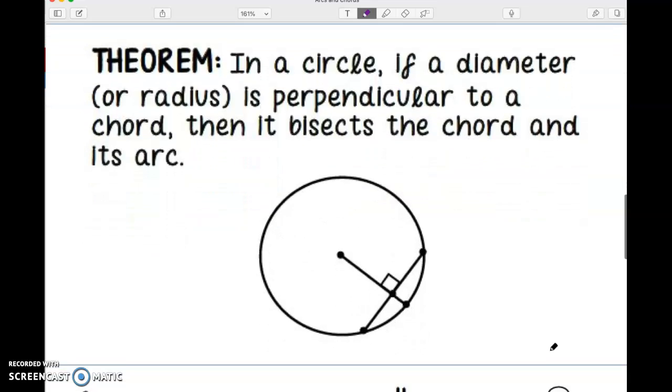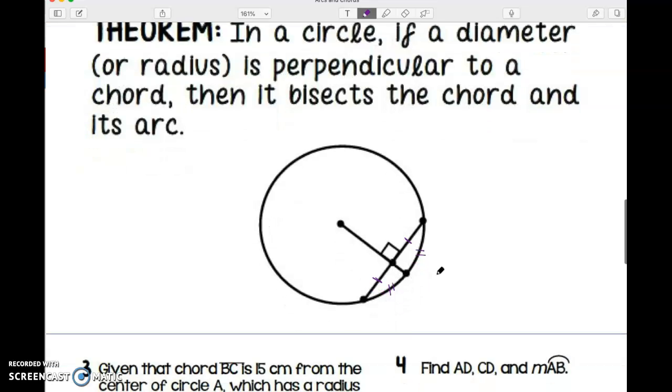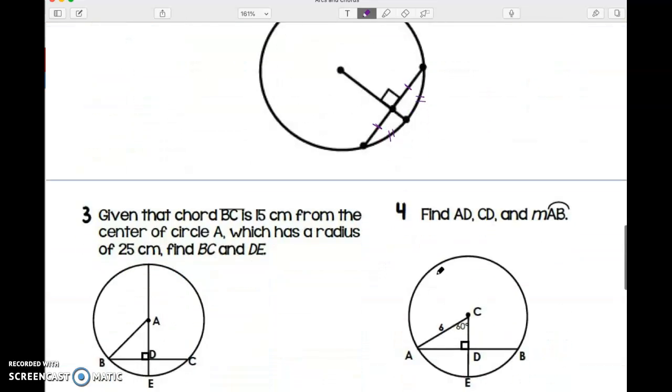Our next theorem says that if we have a diameter or a radius that is perpendicular to a chord, then it bisects the chord and its arc. So this segment would be broken into 2 equal pieces, and then we would also have arcs. It's breaking that arc into 2 congruent arcs. Again, you have to be told that it's perpendicular or shown that it's a 90-degree angle to be able to use the relationship that it's bisecting.